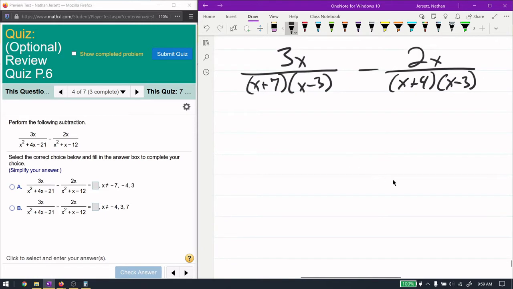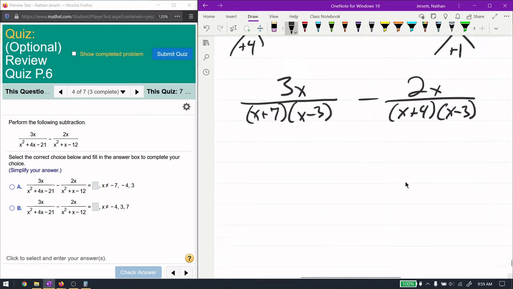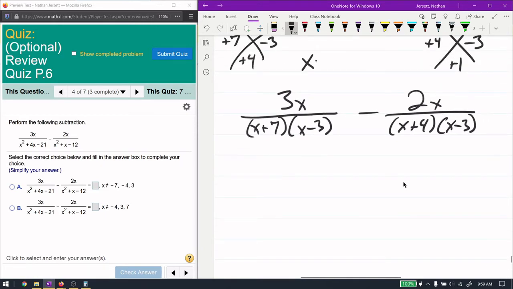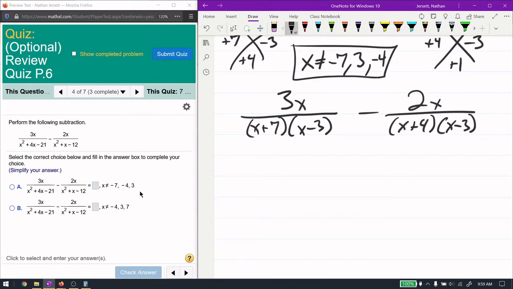Okay, so after we factored it, we must take note that x cannot equal negative 7, 3, negative 4, and this one's also 3, so that one's already taken care of. We have to take note of this, and we can immediately see that it has to be a, because b doesn't have negative 7 in it.